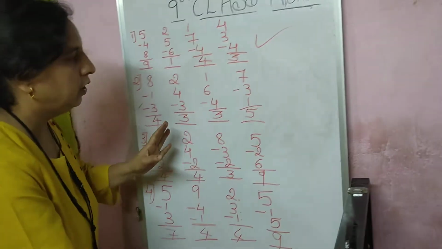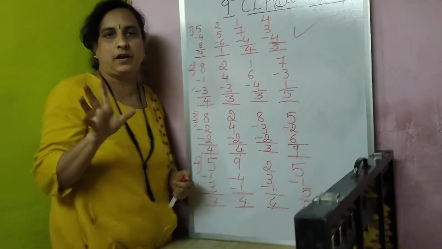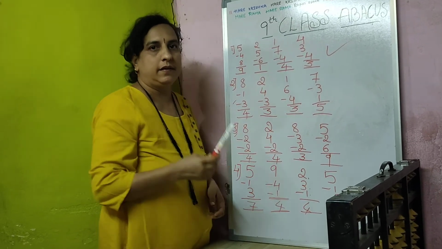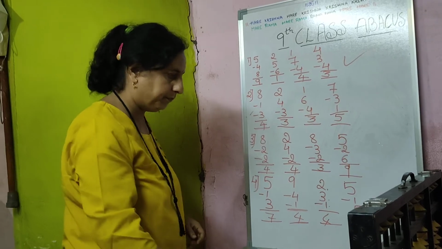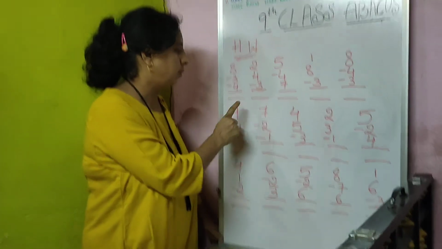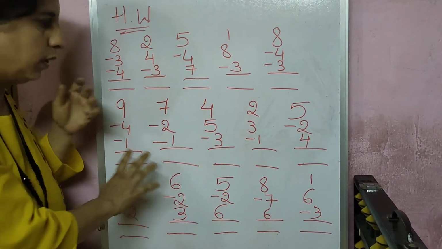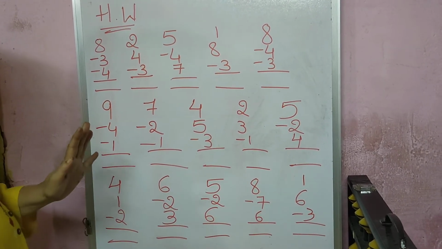So I hope you followed this. Each and every sum you have to practice 10 times. Then I will give some homework on this all. Okay. So take this homework. Minus 4, minus 3, minus 1, minus 2. On this all, the homework sums are there. You have to practice this. All you have to practice 10 times.